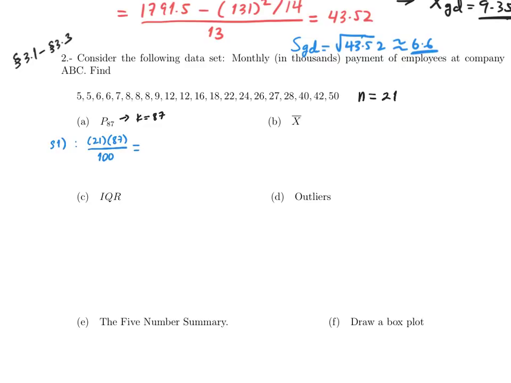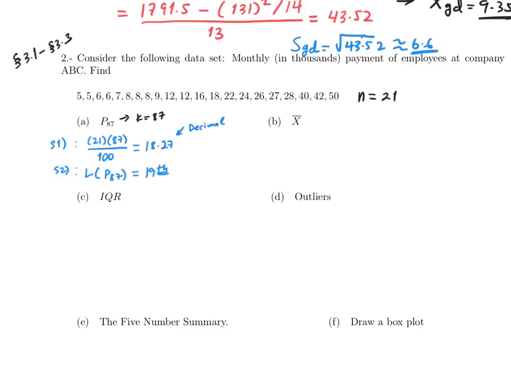So for step 1, the formula says N, which is 21, times K, which is 87, divided by 100. This gives you 18.27, which is a decimal. Remember, if you get a decimal, you have to round it to the next whole number. In this case, for step 2, the location of P87 has to be the 19th location. Since this was a decimal, you have to round up.